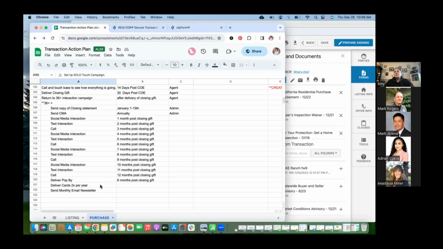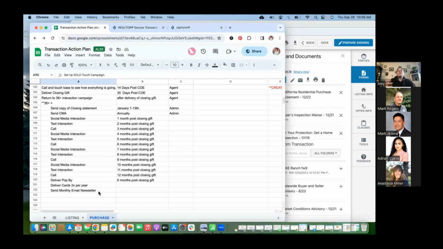Deliver 2 cards per year, a minimum of 2 cards per year. It may be their home anniversary card when you hit that 12-month mark of being in their new home. And then maybe a birthday card, maybe a happy Labor Day card, whatever it might be. Figure out how you want to run your business and then deliver those.